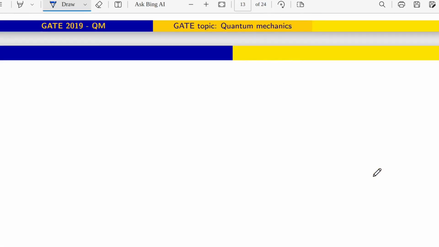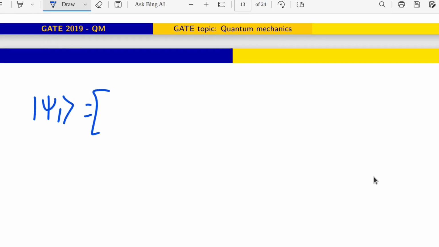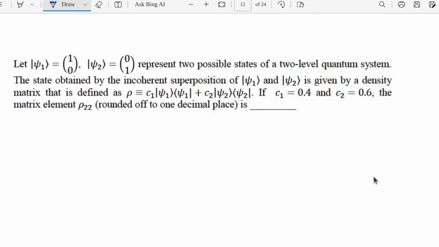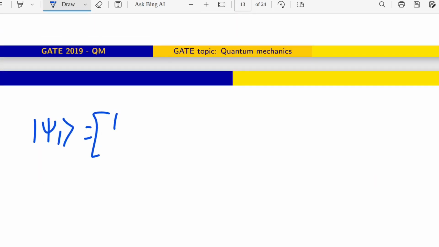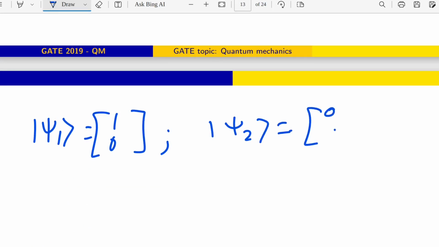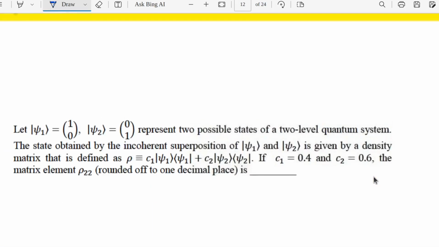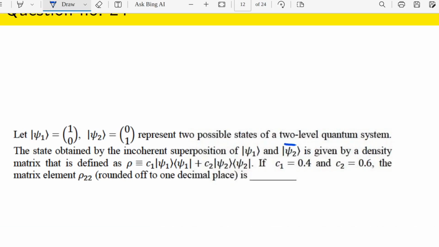So first of all I am going to write here psi 1 and psi 2. What are they? Psi 1 was (1, 0) and psi 2 is (0, 1). So these are the two states, right? Two possible states of a two-level quantum system.